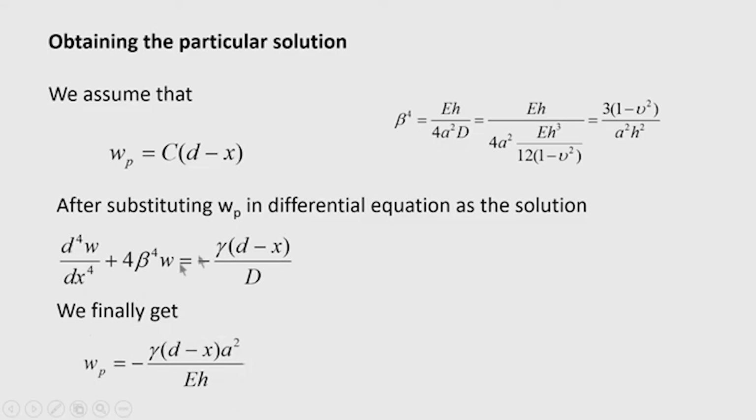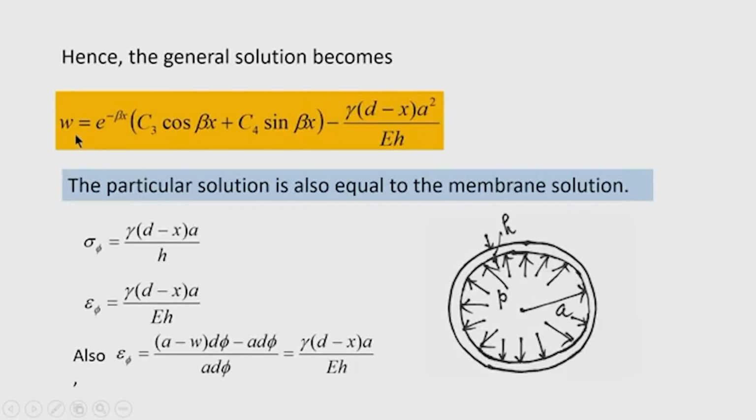Simplification, of course, is made by using beta to the power 4 as E h divided by 4 s square d. So, now the complete solution is written as W is equal to e to the power minus beta x into (C3 cos beta x plus C4 sin beta x) minus gamma (d minus x) s square divided by E h. Again, we will prove that the particular solution is also the membrane solution. So, let us prove this.